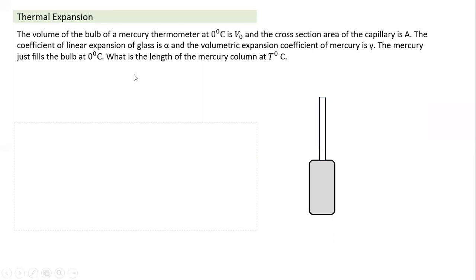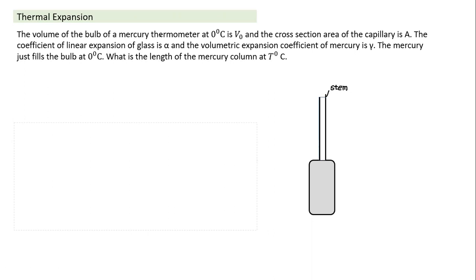Next one is something like volume expansion, and just pay attention, this is where the thermometer actually works. See, the volume of the bulb of a mercury thermometer. You notice this is how thermometers are: a bigger volume here, followed by a kind of capillary. We also use the word stem. A stem is a capillary of small cross section, very small radius.